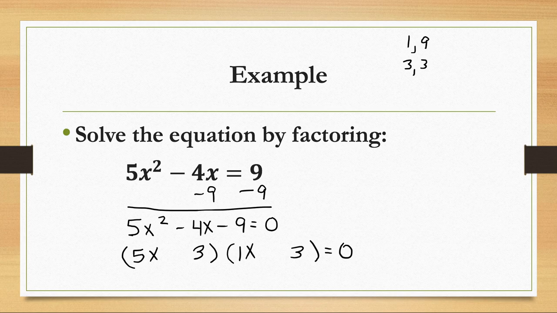So I'm checking my middle terms. So the outside, 5x times 3 is 15x. My inside, 3 times x is going to be 3x. Remember that you want it to make a 4x. So is there any way to add or subtract the 15 and the 3 to give you 4? And there's not, so I'm going to eliminate that. And I'm going to go to my other set of numbers.